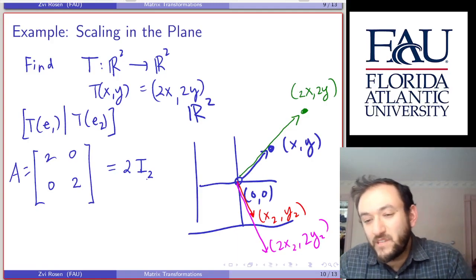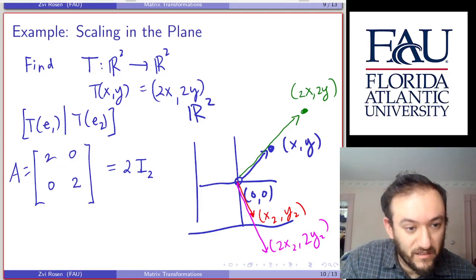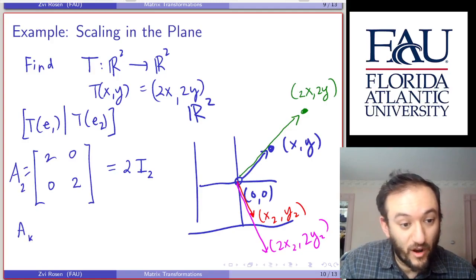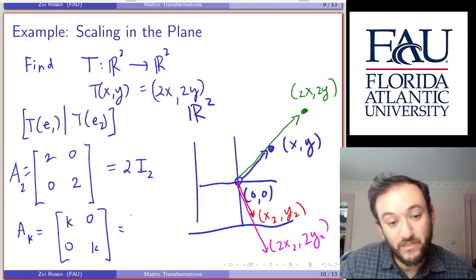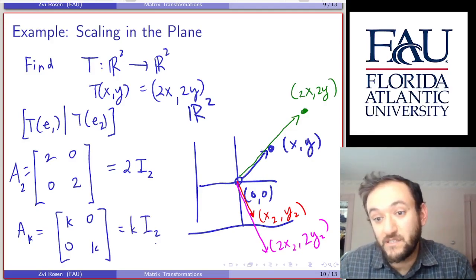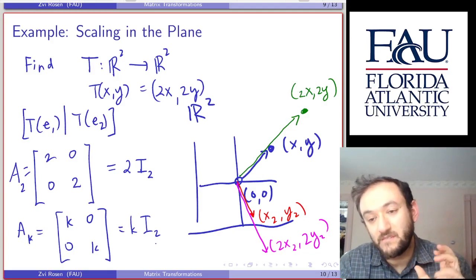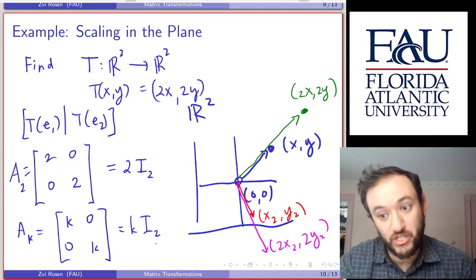Okay? And in general, let's say we didn't want to scale it by 2. So let's call this A2. Let's say we want to scale it by an arbitrary constant k. Then we could take k on the diagonal and 0's over here, so that we're taking k times the identity matrix of size 2. Okay, cool. So we're relating these matrix transformations to geometric pictures of vectors changing shape.